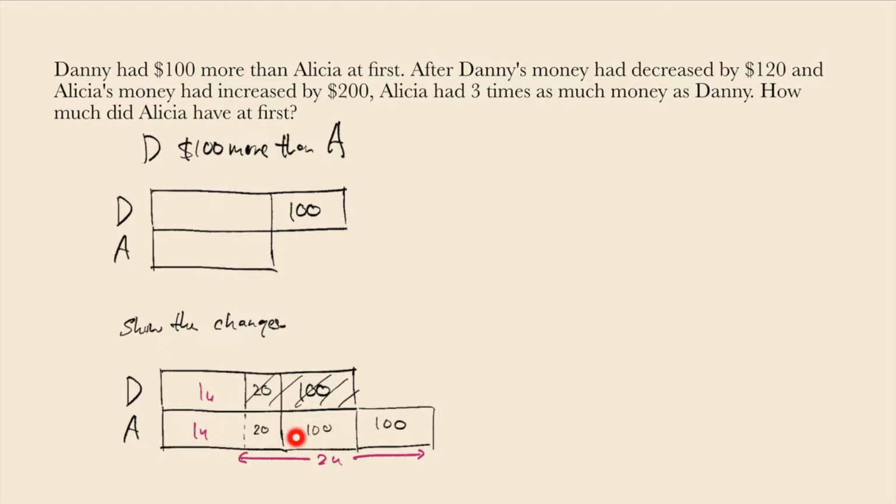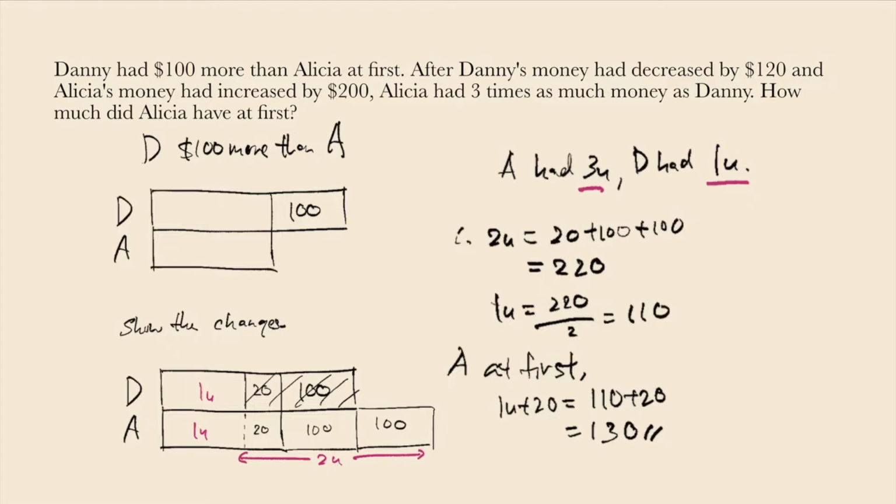Now the portion here must represent 2 units because A had a total of 3 units after the changes happened. So 2U is therefore, from an equation, 20 plus 100 plus 100. That's 220. 1U is 110. Alicia at first, now it helps that this is still here, so Alicia at first is therefore 1U plus 20. That gives me 110 plus 20, that's $130.